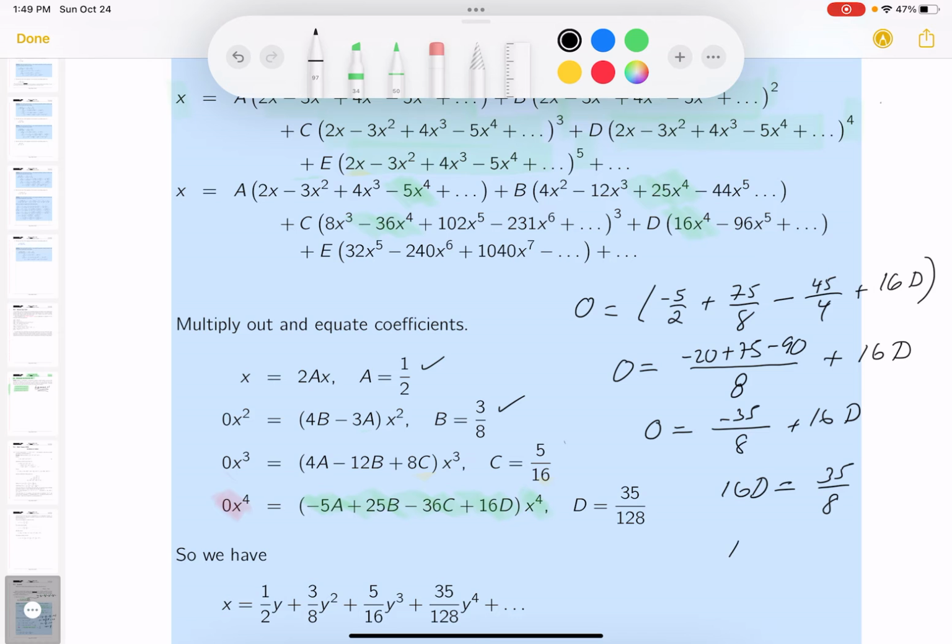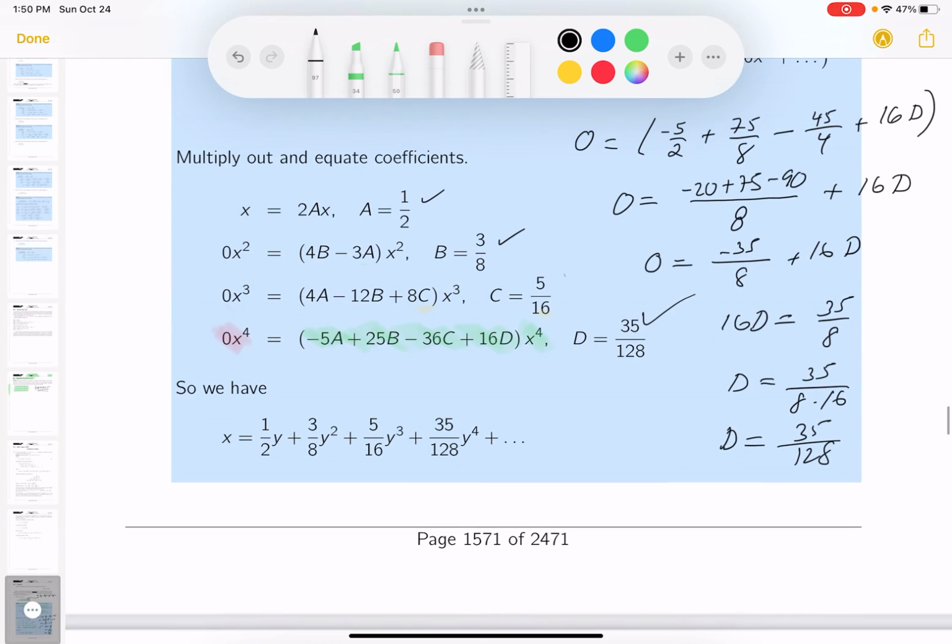I'm going to divide both by 16. You get 35 over 8 times 16. 35. And 8 times 16 is 80 and 48, 128. And again, that's listed for us. So we can write it down now. We got the coefficients, right? This is a lot of work.